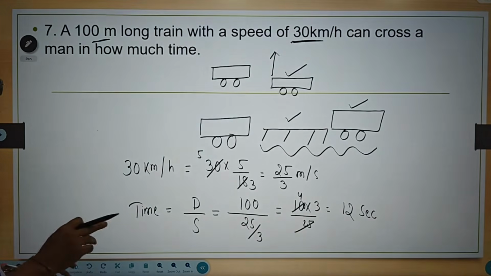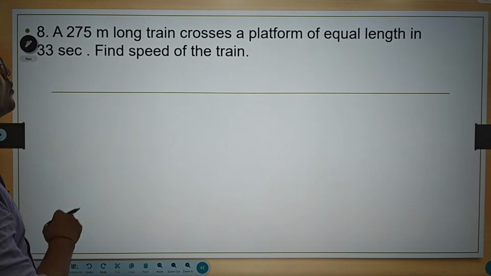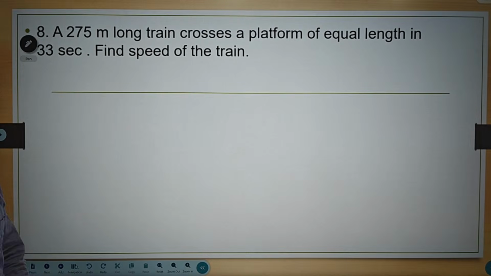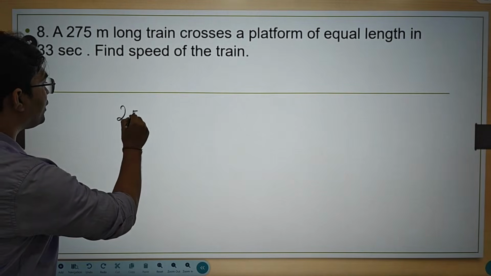Fine. Let's see one more problem which is based on the platform. A 275 meter long train crosses a platform of equal length. What is the meaning of crossing a platform of equal length? 275 meters is the length of the train.